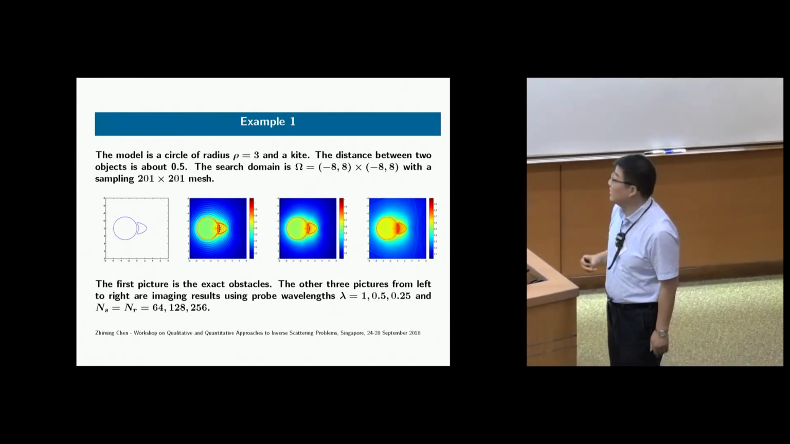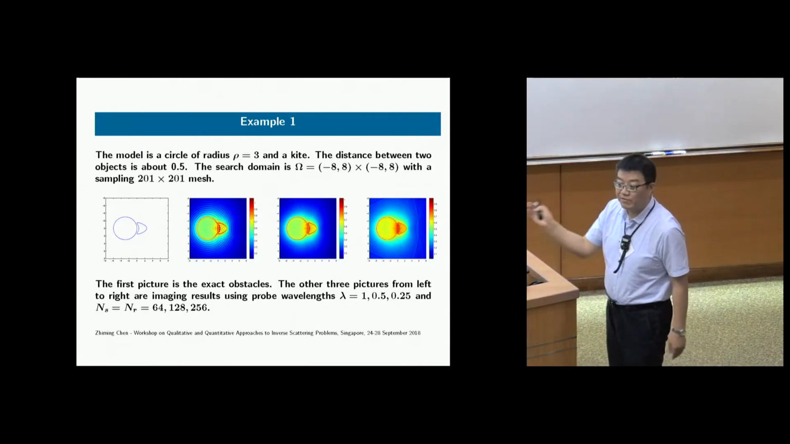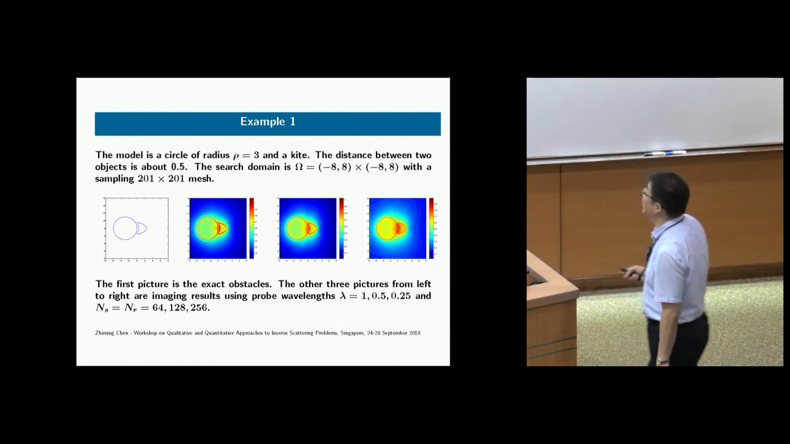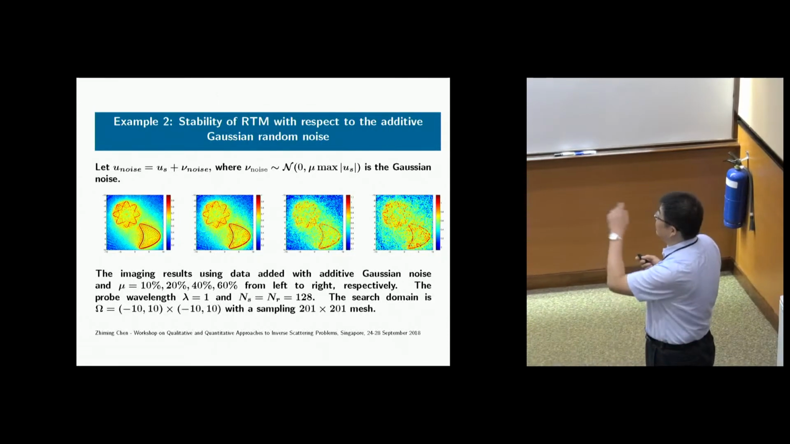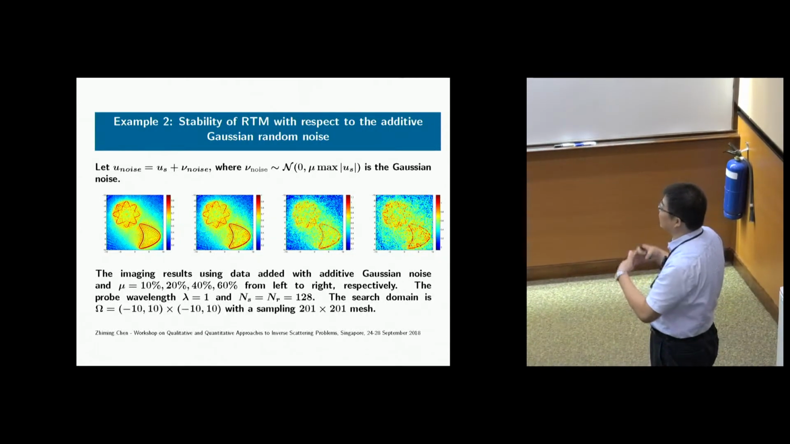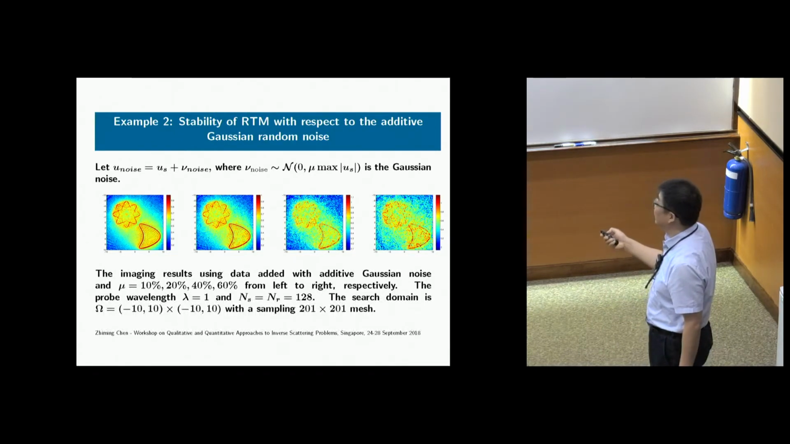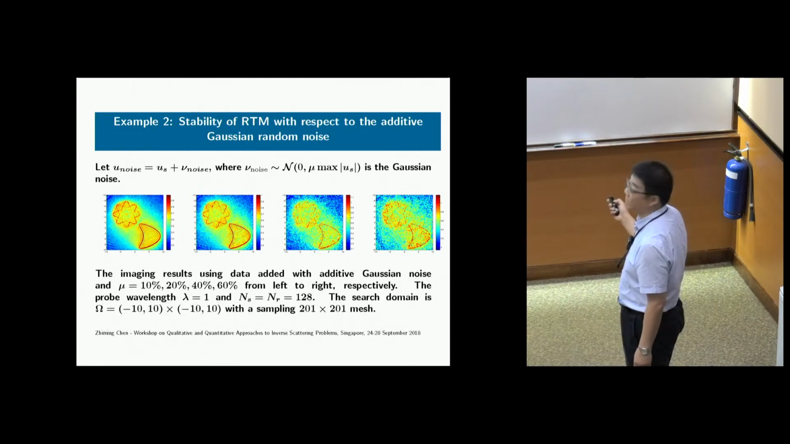So this is a clear indication that the RTM will work for any frequencies. You don't need all these high frequency assumptions or small inclusion assumptions. And the second one is that it's very robust with respect to the noise. You can go up to 60% additive Gaussian noise, and up to 60%, you can still see something.